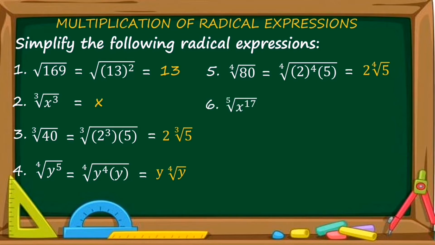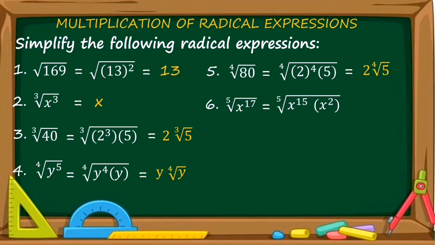Number 6, the fifth root of x raised to 17. As you observe, the radicand x has the exponent of 17 that when you divide by the index will not give us an integral value of the exponent. So we need to factor x raised to 17 in such a way that one of the factors has the exponent that can be divided by the index 5. So it is equal to the fifth root of x raised to 15 times x raised to 2.